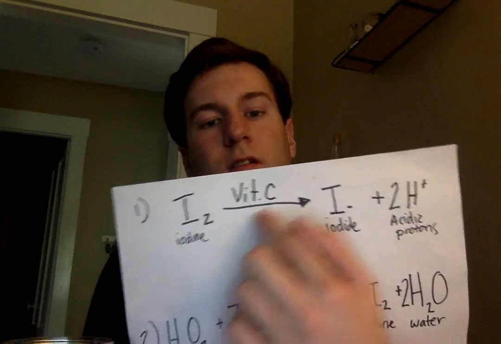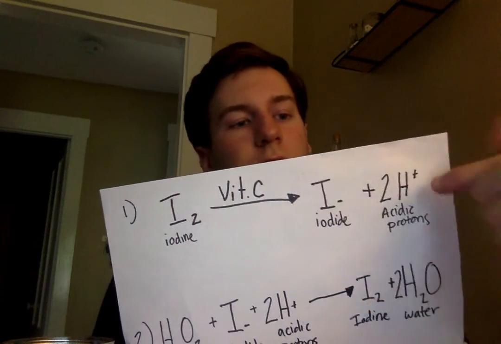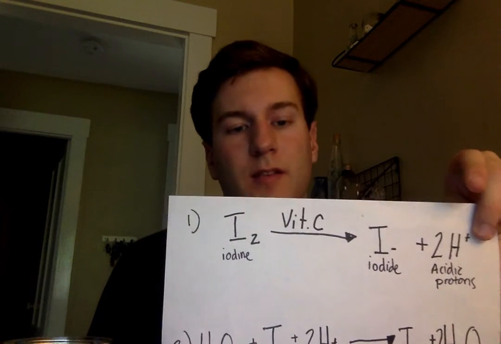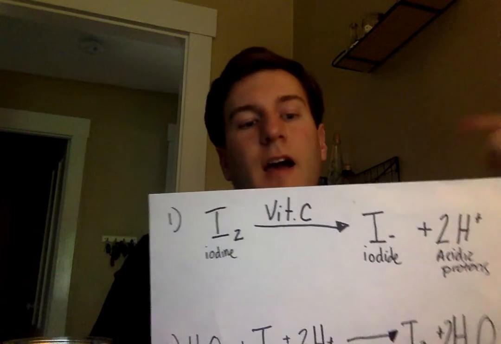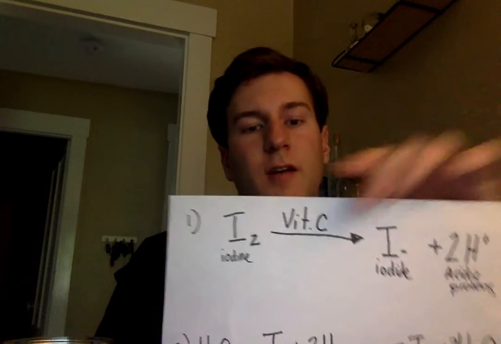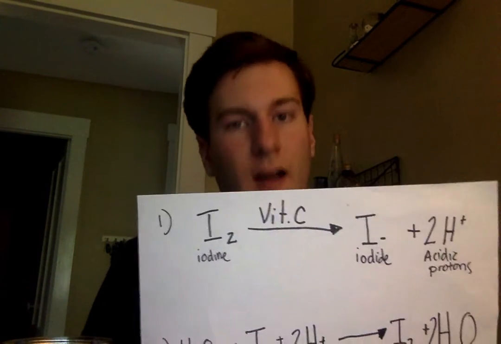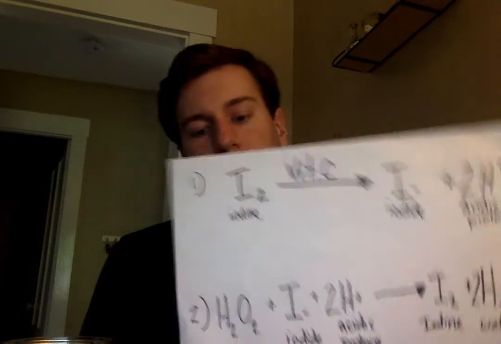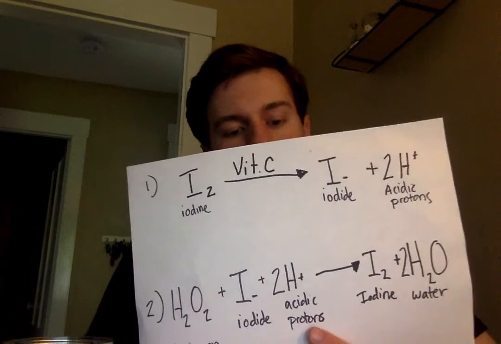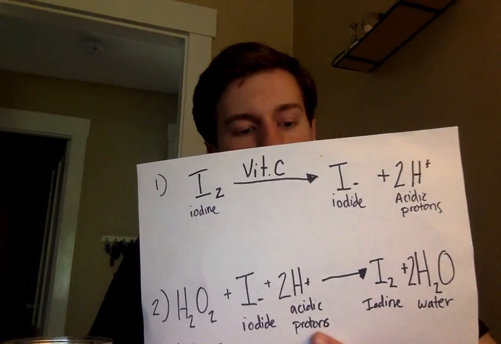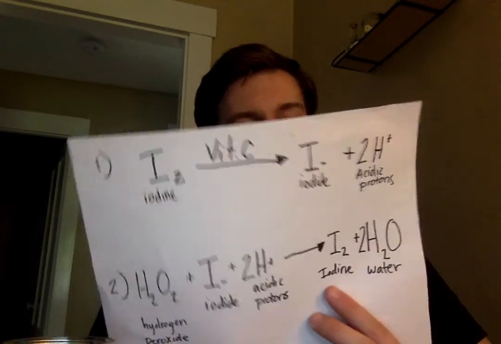So here you'll see the iodine with the vitamin C turning into iodide. And this is the original reaction that happens in solution A, but once they're mixed, when the iodide converts back to iodine, the vitamin C that's still in there wants to convert it back to iodide. And then, as you'll see, this is the reaction I was talking about with the hydrogen peroxide, the iodide, and the acidic protons then turning into iodine and water. So then this is just a cyclic process.